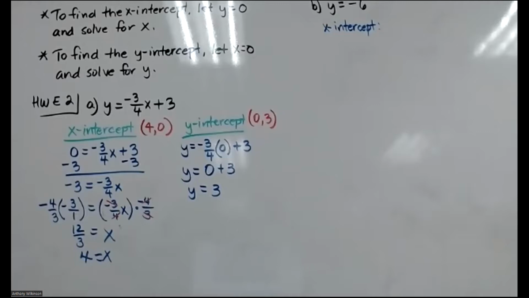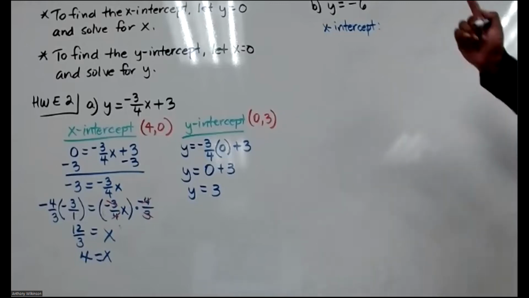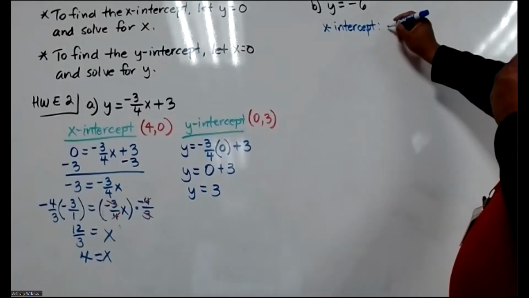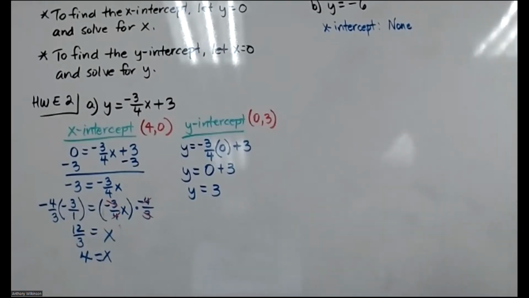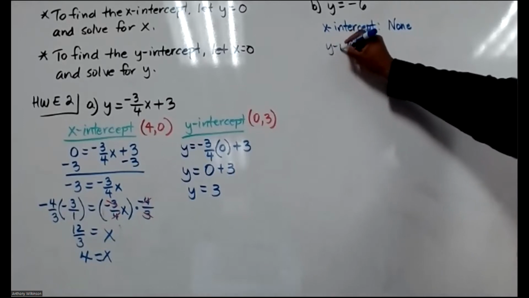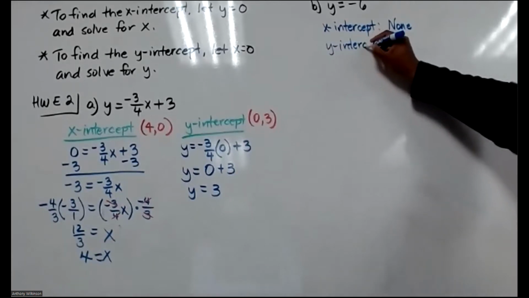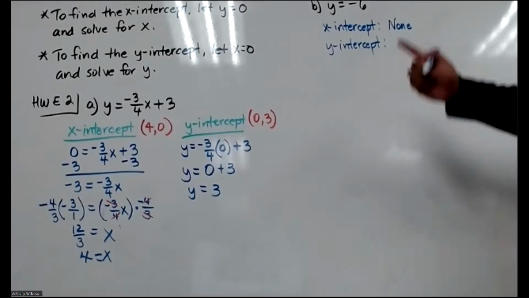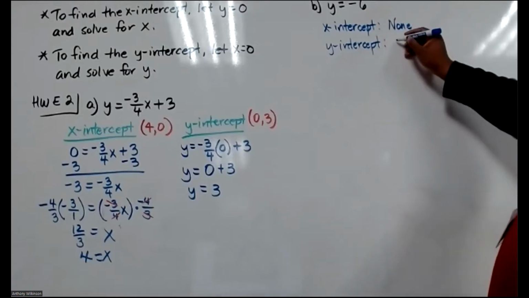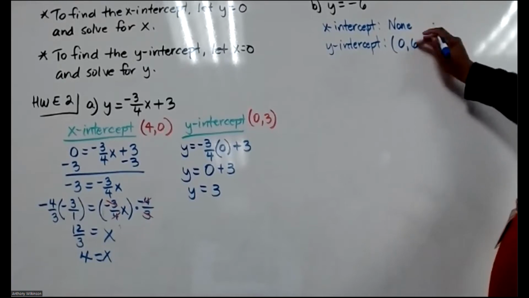So with the horizontal line, would that ever cross the x-axis? Will a horizontal line ever cross the x-axis? No. No, it would not. So this graph of y equals negative 6 has no x-intercept. So I'm just going to say none. Now for the y-intercept, we already said that it's going to be a horizontal line, and it's going to cross the y-axis at what number? Negative 6. So your y-intercept, I'm going to put the ordered pair 0, negative 6.